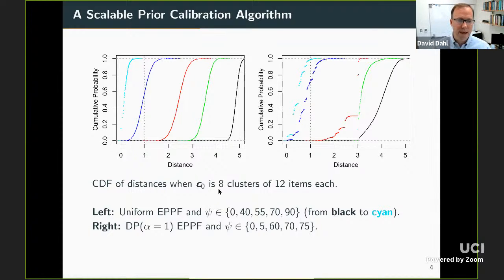We had a total of 8 clusters with 12 items in each cluster. And let's see, so on the left-hand side, we have the uniform EPPF, and on the right-hand side, we have the Dirichlet process with mass parameter 1. When the penalization parameter psi is equal to 0, we recover the baseline EPPF. And as we increase the penalization parameter, we get distances from the center C0 that are closer and closer. And that's, we think, very nice.